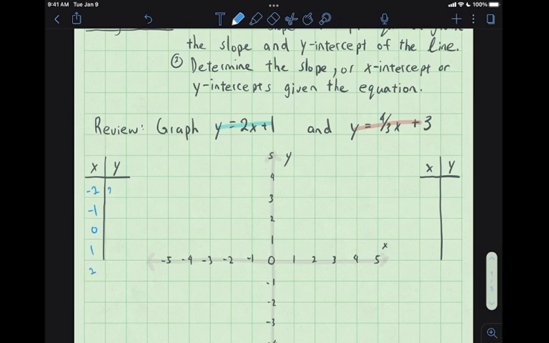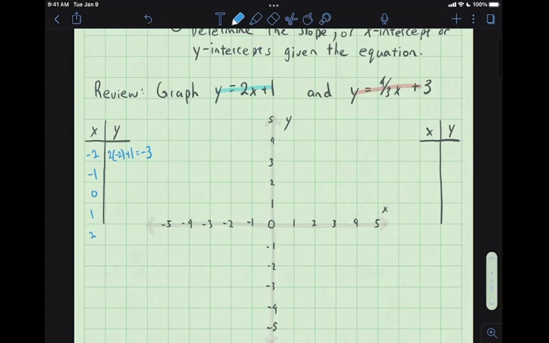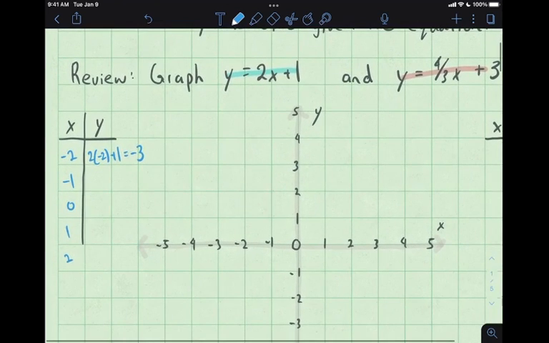You can think about 2 times -2 plus 1. That gives us a value of -3. What I'm drawing on the right-hand side here is an xy table. This makes it easy for us to graph our points, and it also provides a nice way for us to check our work if we ever do make a mistake.